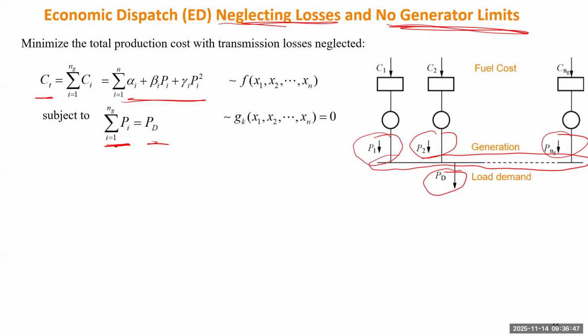Compared to our general formulation, the first equation tells the cost function f. The second equation gives you a single equality constraint, right? Because there's only a single one, not many equality constraints, only just a single one. Okay.